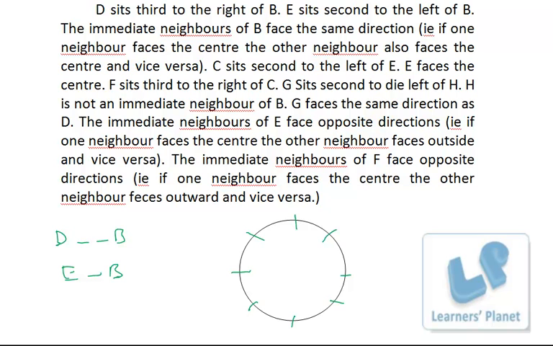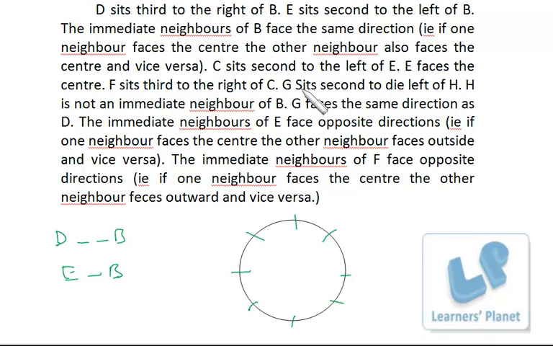And in some case, if it is mentioned that both of them are having opposite direction, that means suppose B is here, if this person is facing inside, this person will face outside, or if this person is facing outside, then this person will face inside. Okay, so that is opposite direction. So you should be clear with this.